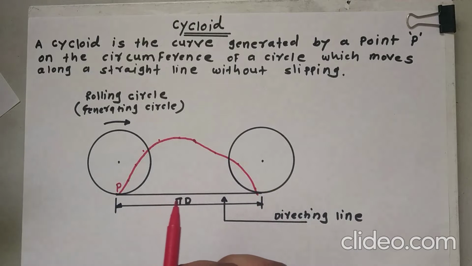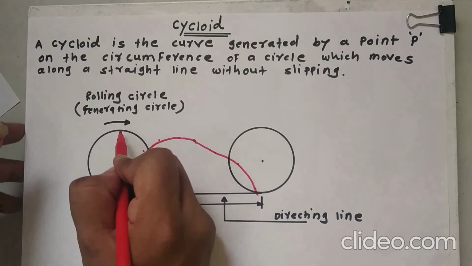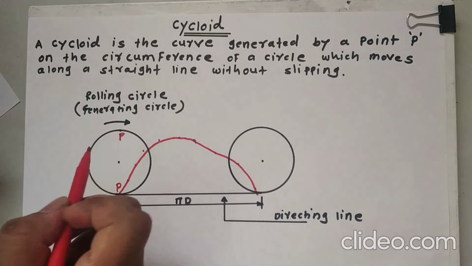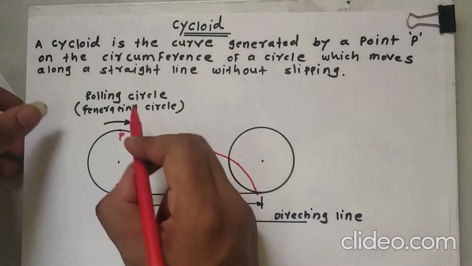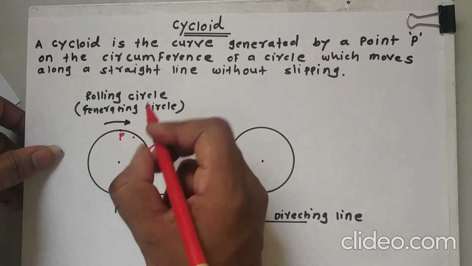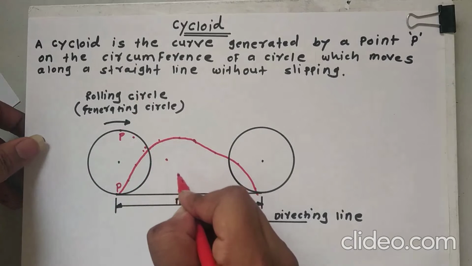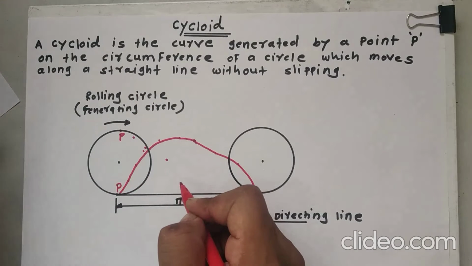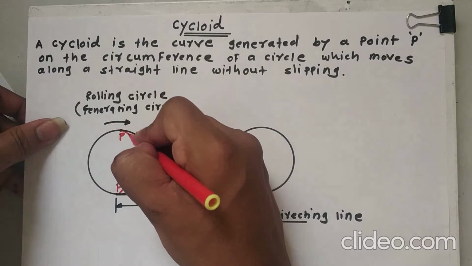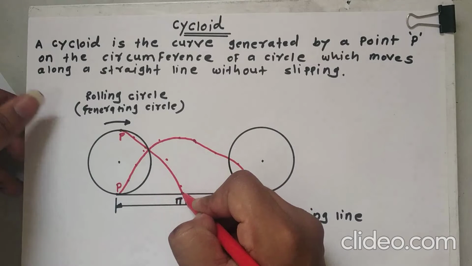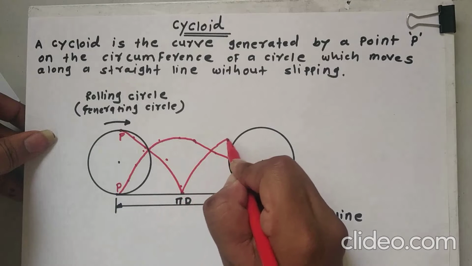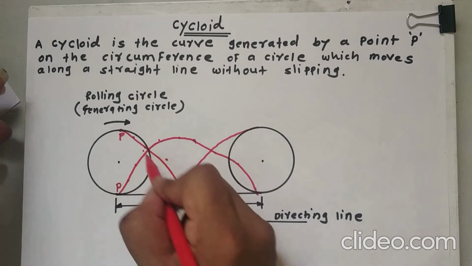Now consider the second condition. Now this point P is furthest from the ground, over here. When this rolling circle moves in forward direction one revolution, this point P also starts moving: first point, second point, third point, fourth point. In the first half revolution, it will follow the curve like this, and in the second half revolution, it will follow the curve like this. So this curve is called a cycloid.